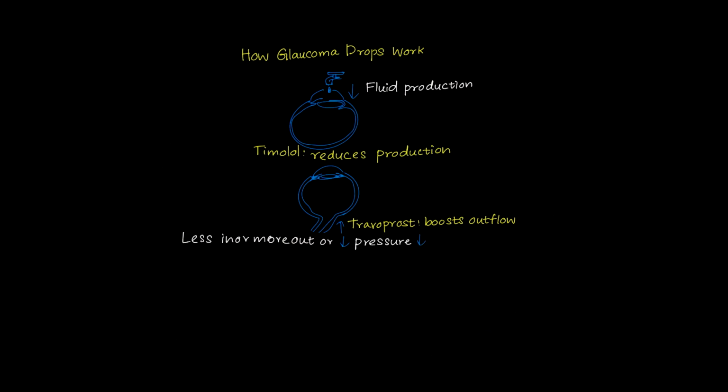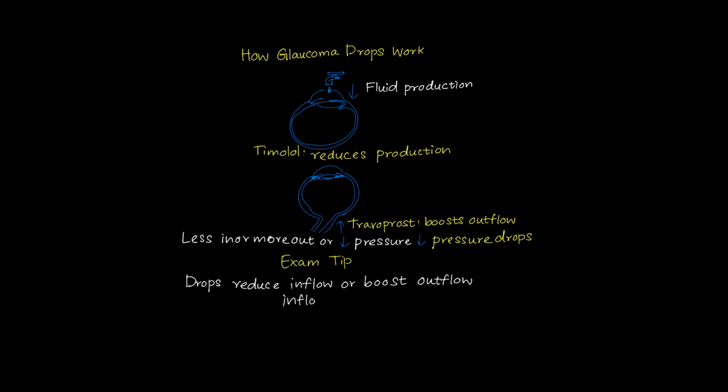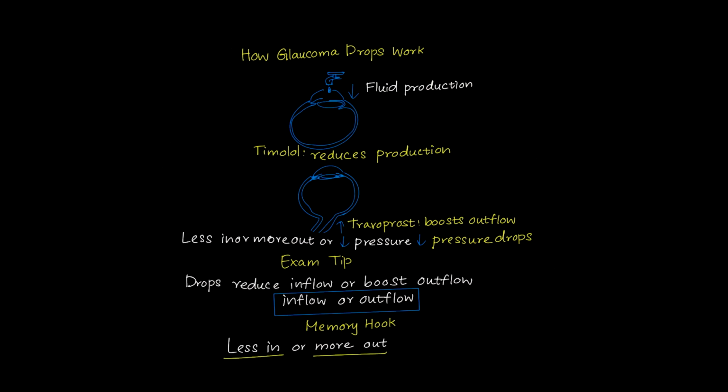Drops never dry the eye out completely because the aqueous humor feeds the lens and cornea and keeps the eye round. Drops cannot replace dead nerve fibers, which is why early detection is so important. Dilating the pupil would actually worsen angle closure glaucoma, so drops constrict the pupil or work through chemistry instead. Here's a D444 OA exam tip for you. Glaucoma drops either reduce inflow or increase outflow. Memory hook, less in or more out.